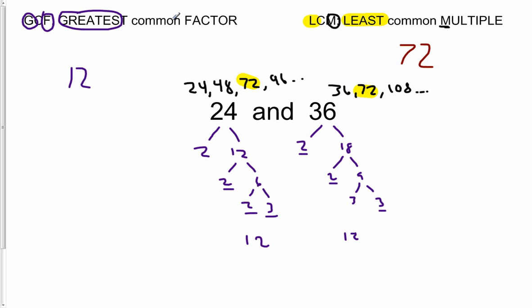So always remember, greatest common factor: first you factor, then you find the thing that's the greatest. Over here with the least common multiple, first you multiply, and then you find the thing that has the least. So just be very conscious of what you're doing, and it will be very easy to tell these two things apart. Otherwise, they're easy to get mixed up.